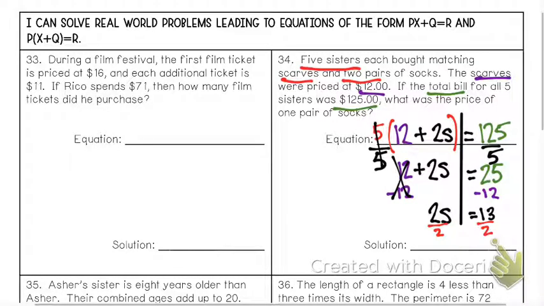Now 13 doesn't divide evenly by 2, but it does make a nice decimal. So we would get the cost for the 1 pair of socks is $6.50. So we know that each pair of socks here is $6.50, and that would add up to the $125 that the sisters spent on their trip.